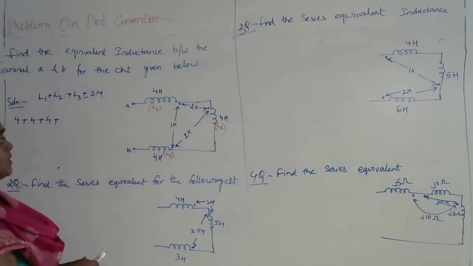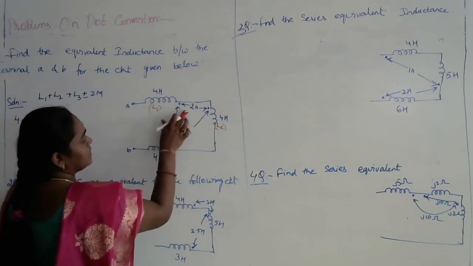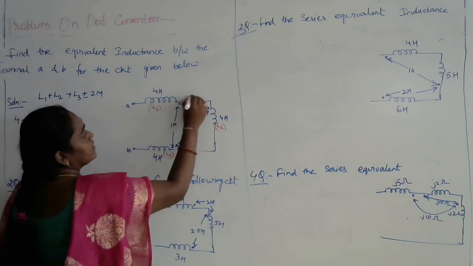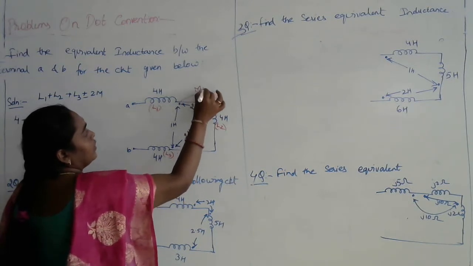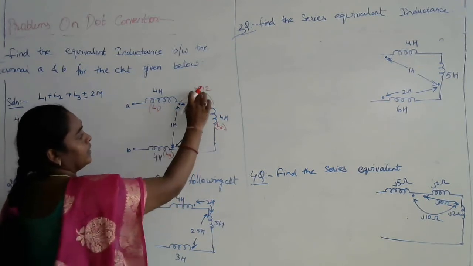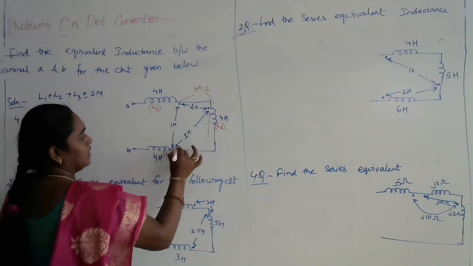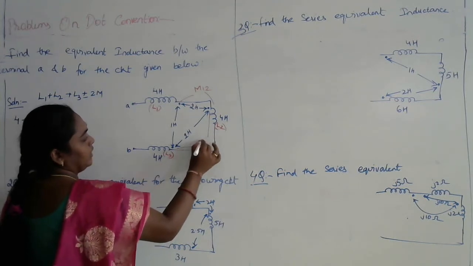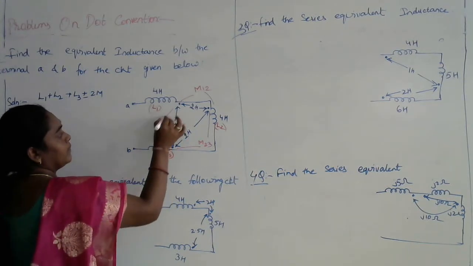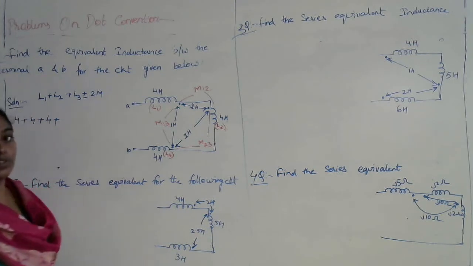I can represent the mutual inductance between these two dots, as they are present between L1 and L2, as M12. Here M is mutual inductance, and as it is between 1 and 2, I write it as M12. Similarly, as these two dots are present in 2 and 3, the mutual inductance is M23. As it is between 1 and 3, I can represent this mutual inductance as M13 or M31. Both are one and the same.